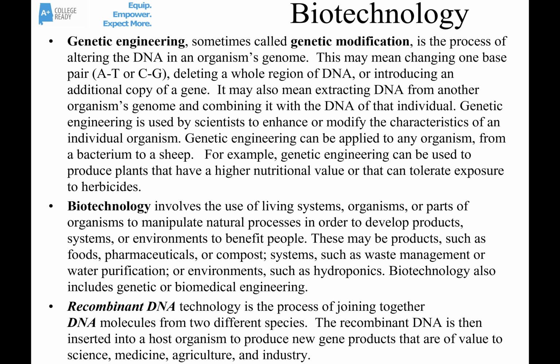Another important term that we need to know about is recombinant DNA. This is a process of taking DNA from two different organisms, usually two different species, and joining them together to make a new piece of DNA. This new piece of recombinant DNA is then inserted into a host organism, oftentimes a bacteria, to make a new gene product. This is how, for example, human insulin is made in bacteria.